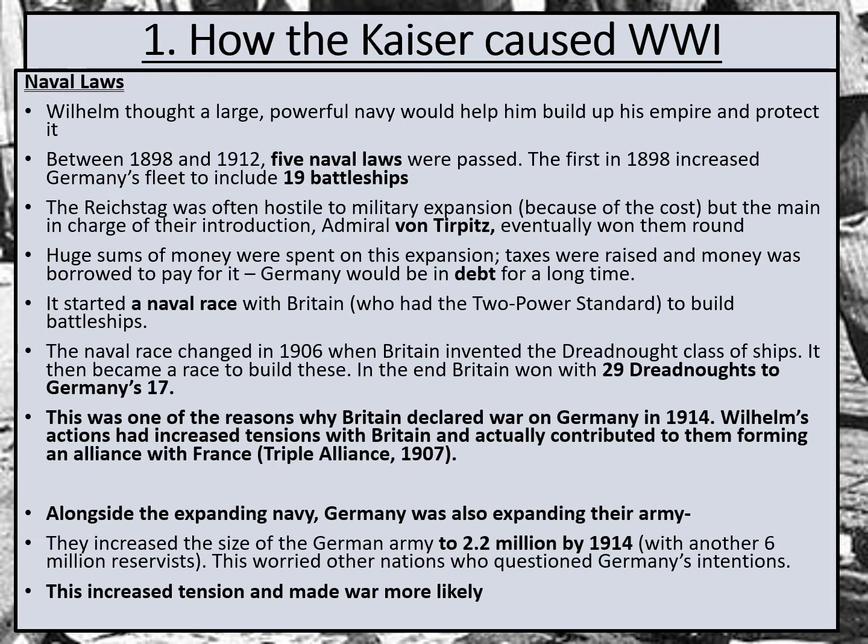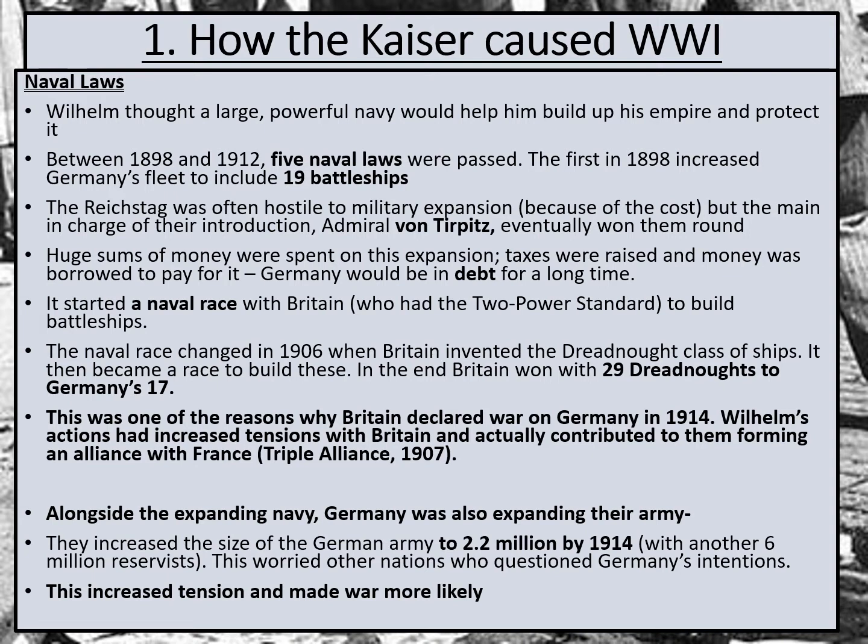The second way that the Kaiser caused World War I was through his aggressive naval laws and the expansion of his armed forces. So Wilhelm thought that a large, powerful navy would help him to build up his empire and protect it. So it's linked to that last one of Weltpolitik. Between 1898 and 1912, 5 naval laws were passed. The first in 1898 increased Germany's fleet to include 19 battleships.